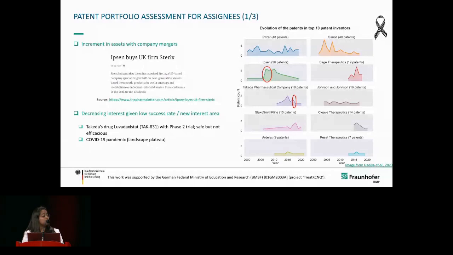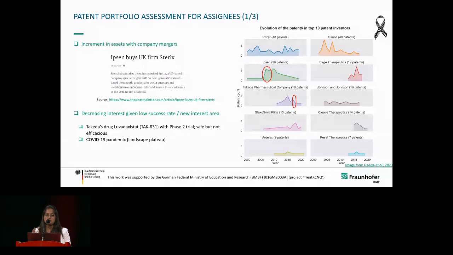So the first trend is that when companies are merging, you usually see that assets, which are also patents, are being transferred from one company to another. We saw this in the case of Ipsen, as you can see in the highlighted circle there, where in the rare disease field, Ipsen had no patents until 2015, and suddenly there was a spike in the number of patents coming from 2005 to 2007.